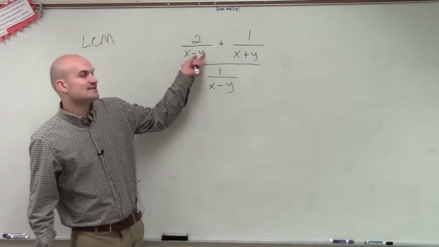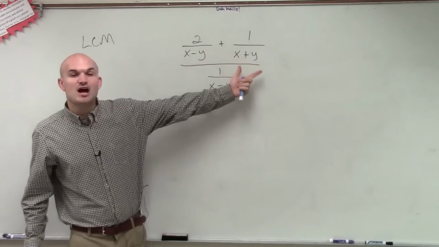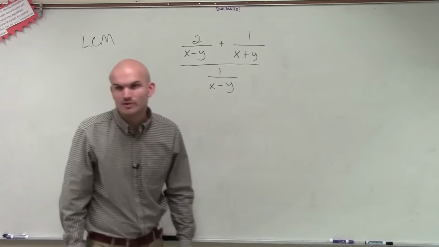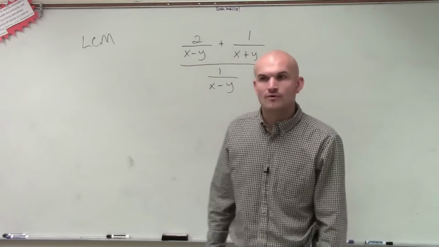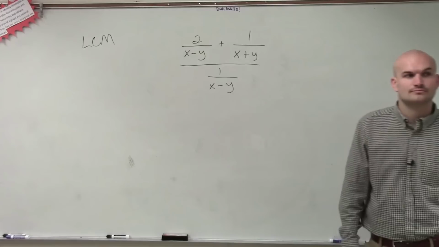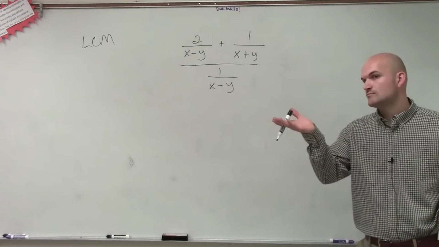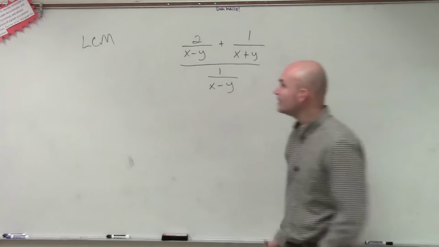So here I have a denominator x minus y. Here I have a denominator x plus y. And here I have a denominator of x minus y. So what do you think the LCM would be for those? What do you say, JD? There you go.